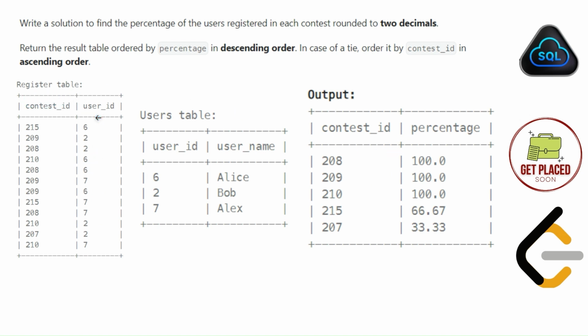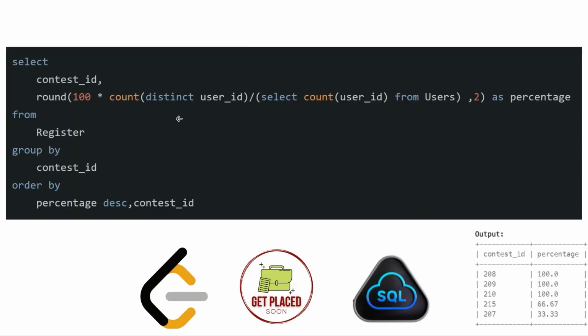That's why we are not joining the tables, but somewhere or the other we'll use the users table also. So first things first, in the output we are having 2 columns, contest ID and percentage. So whatever columns we are supposed to mention in the output table, we will be writing in the select statement, right? So select contest ID and percentage. To calculate percentage, we are supposed to do all this SQL code that we'll slowly discuss.